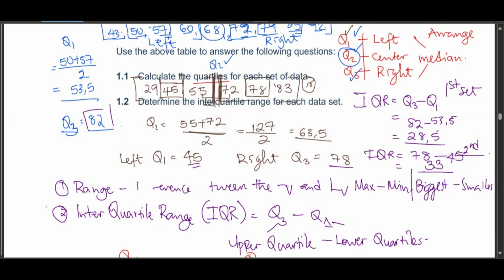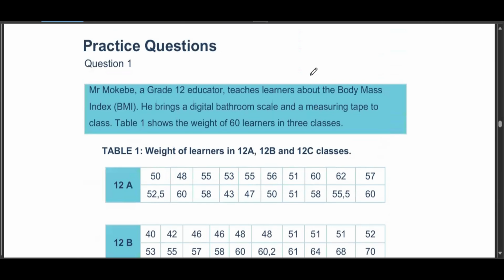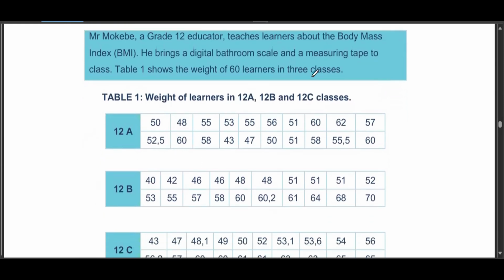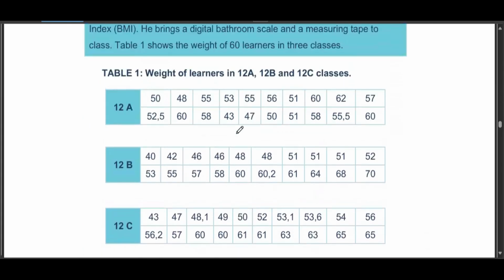Okay, let's go on and see the example that we have inside the question here. Practice question. Mr. Mokebe, a grade 12 educator, teaches learners about the body mass index. He brings a digital bathroom scale and a tape measure to class. Table 1 shows the weight of 60 learners in 3 classes. We are looking at the mean. Calculate the mean. What are you going to do? You're going to add all the numbers, calculate the mean of 12A.